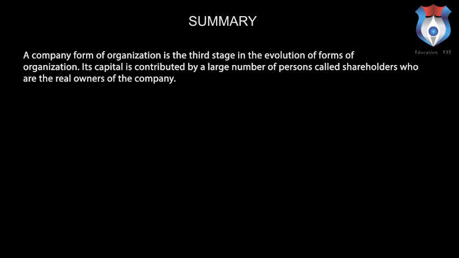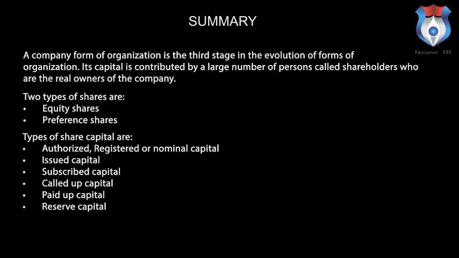A company form of organization is the third stage in the evolution of forms of organization. The capital is contributed by a large number of persons called shareholders, who are the real owners of the company. Two types of shares are equity shares and preference shares. Types of share capital are authorized, registered or nominal capital, issued capital, subscribed capital, called-up capital, paid-up capital, and reserve capital.